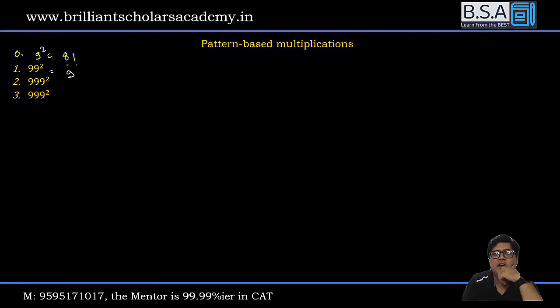This is 9801. This is 998001. 99980001. It should be 4 nines. I'll just erase this. The last one, just make this correction. A small typographical error.